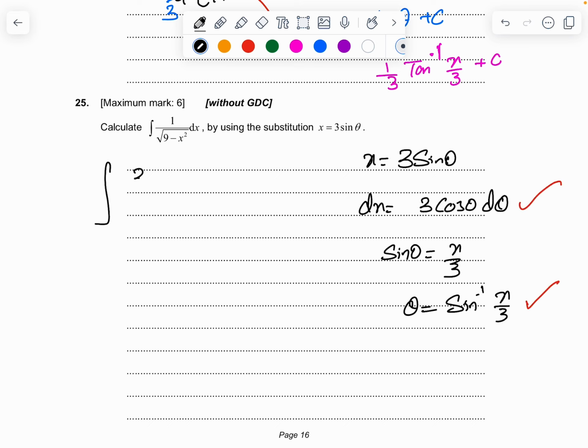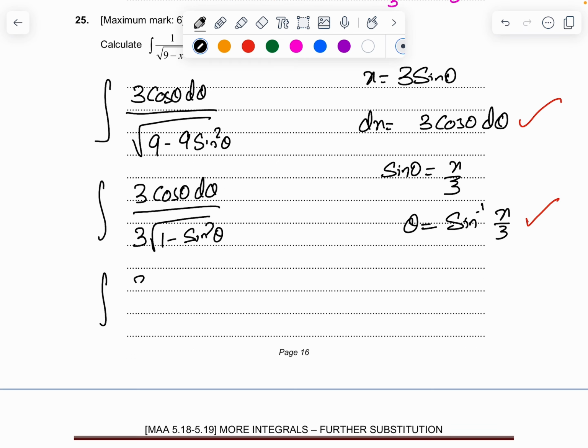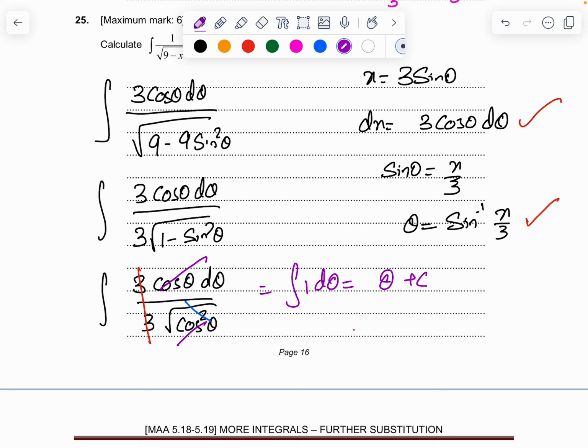So dx is 3 cos theta d theta divided by square root of 9 minus 9 sin square theta. Take 9 common, square root of 9 is 3, 1 minus sin square theta. 1 minus sin square theta is nothing but cos square theta. Square root of cos square theta. First 3 cancels, square and square root cancel, cos theta gets cancelled. So everything is cancelling, leaving 1 d theta. So theta plus c. Theta is nothing but sine inverse of x upon 3 plus c.